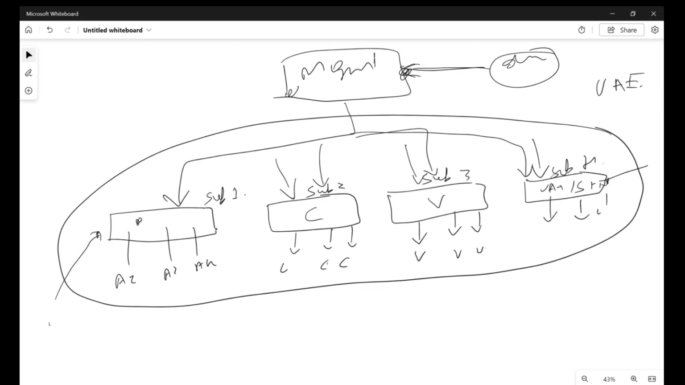Even if somebody is trying to change it here, it won't apply. Why? Because it will take precedence from the management group. So this is the beauty of management group, where you can control your subscriptions.